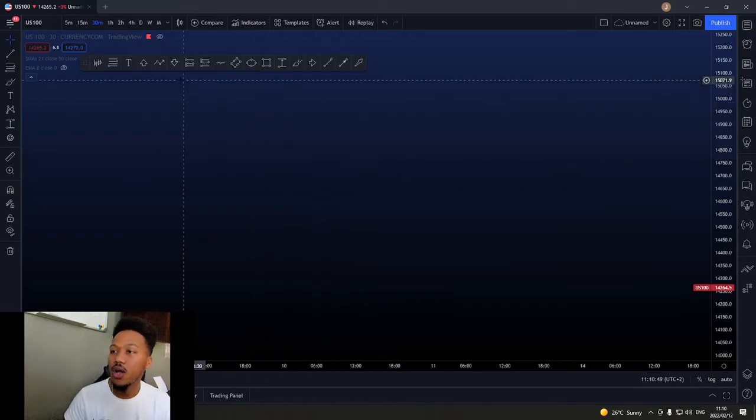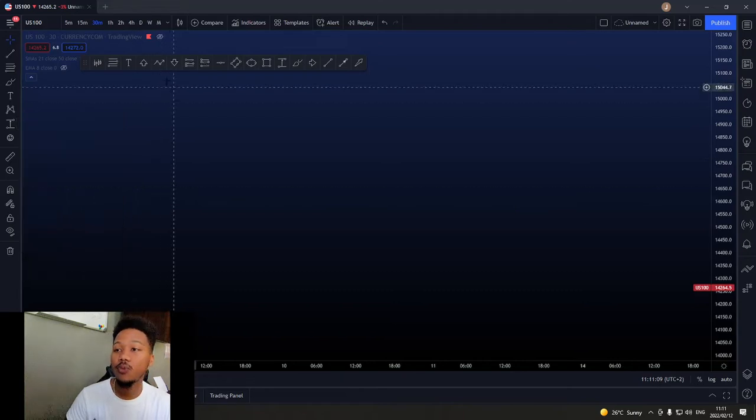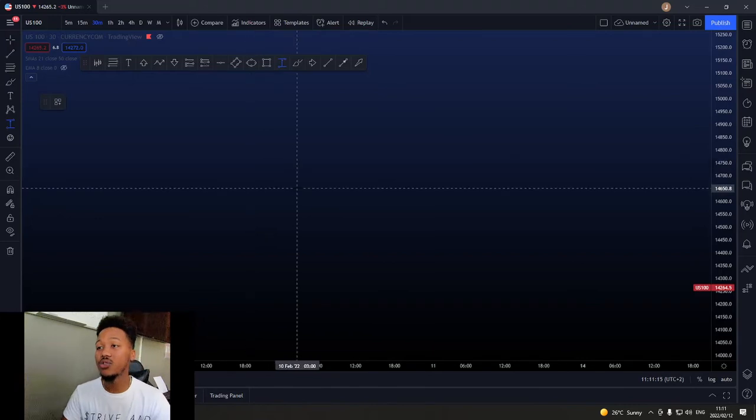On TradingView, on my left hand side, we can see the seventh category. You click on that arrow, come down to the price range tool, click on the star, and it will appear on your taskbar. This tool I use to calculate how much I am willing to risk and how much I am willing to profit, because I feel that is the most important part of your trading.